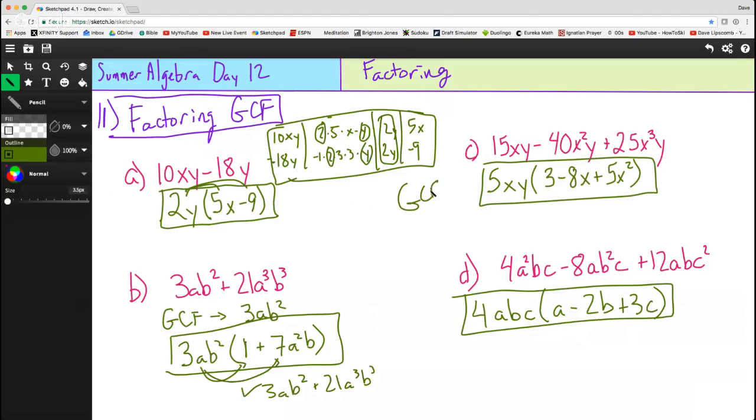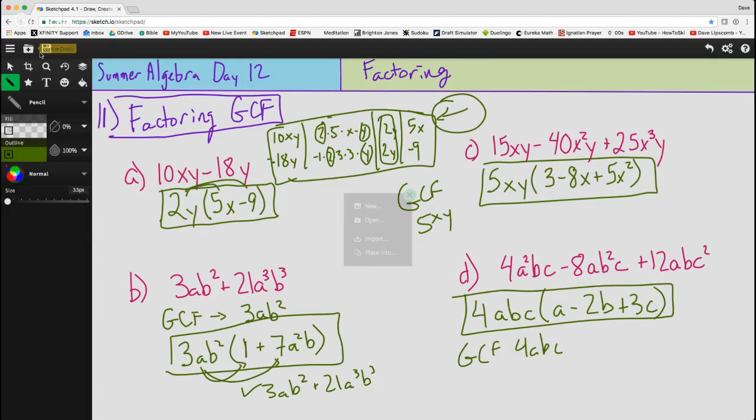And GCF is 5xy. GCF is 4abc. I really, really like showing all my work. Really appreciate that. All right, let's move on.